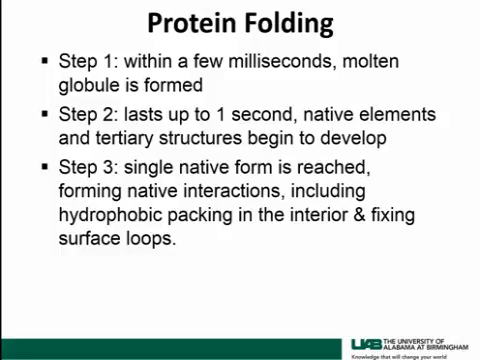And so protein folding is divided up into 3 steps. Step number 1, within a few milliseconds, you get formation of the molten globule. Step 2, which lasts up to 1 second, native elements and tertiary structures begin to develop. Step 3, a single native structure is formed. And this is the one that has the lowest energy level. It's very compact, where the hydrophobic groups are sequestered to the interior of the protein, and the hydrophilic groups are exposed to the outside.